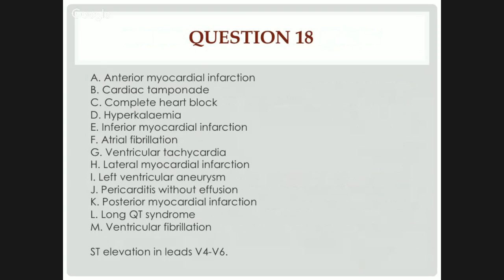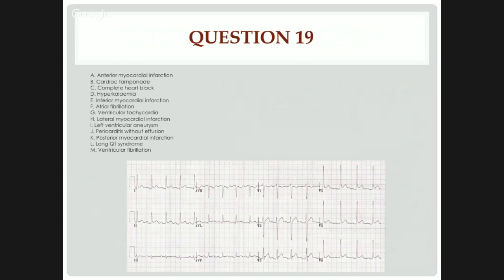So just quick buzzwords. ST elevation in leads V4 to V6. This should be nice and easy. Anterior infarct? Lateral infarct. Good. It's just a lateral STEMI. Good. This ECG is characteristic for what condition? Sabrina? So what's the abnormality? Sorry, it's a bit small, isn't it?